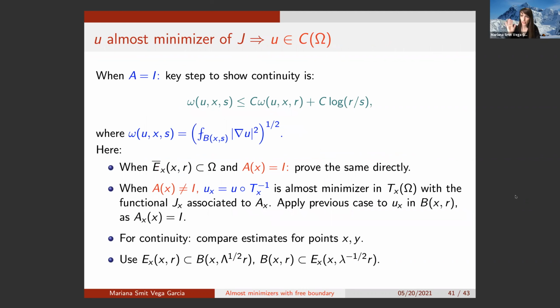Let me mention a little bit here. In the case of the identity, our crucial estimate that I mentioned briefly in this talk was that we needed to estimate this average of the gradient squared, because we're trying to show that our almost minimizer is Lipschitz. The estimate we obtained that was crucial was this one in green. So here, in the context of almost minimizers for variable coefficients, if we have an ellipse inside of our domain, and at that point x our matrix is the identity, we can follow the same procedure without so much pain and prove this directly. The problem is when the matrix is not the identity. At that point, we do a change of variables. The new function is going to be an almost minimizer for different functionals and so on, but we can apply this to that. Now, the problem is continuity. We need to compare estimates for different points, and this is where things become really hairy and more complicated. Then, of course, at the end, we have to compare the balls and ellipses, but that part is really trivial.